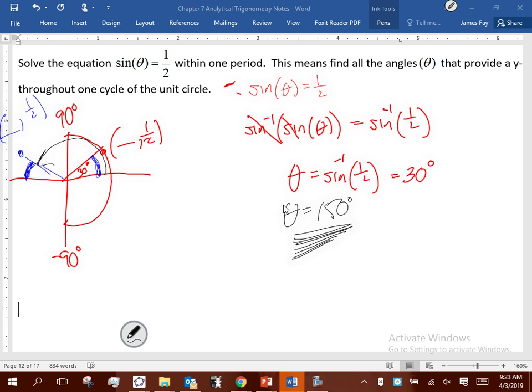Type in, make sure your calculator is in degrees, type in sine of 150, and you get back 0.5. Okay? Type in sine of 30, you get back 0.5. Okay? I think that escapes people sometimes. Try to realize and remember that these are equations, so when you get solutions, plug them back in, see if they work.